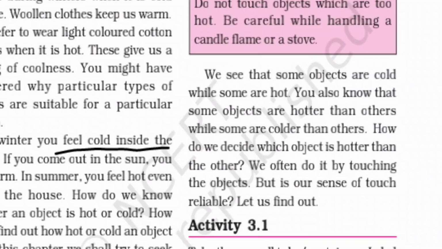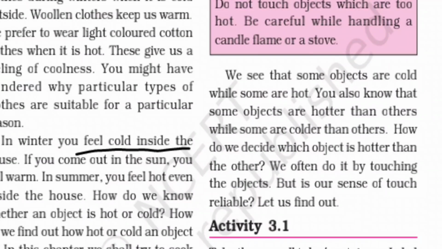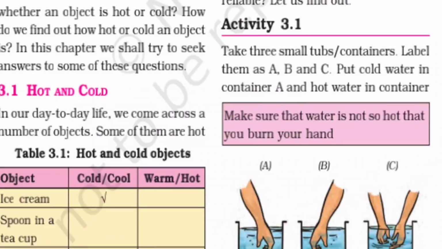We see that some objects are cold while some are hot. You also know that some objects are hotter than others while some are colder than others. How do we decide which object is hotter than the other object? We often do it by touching the object, but is our sense of touch reliable? Let's find out. Activity 3.1.